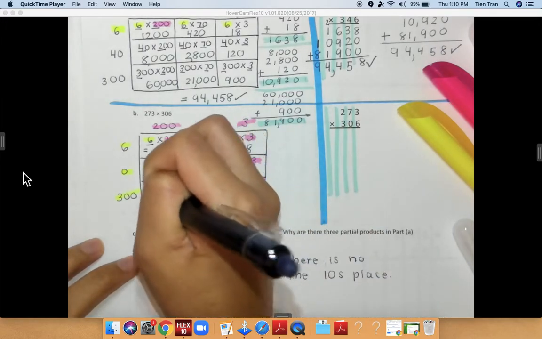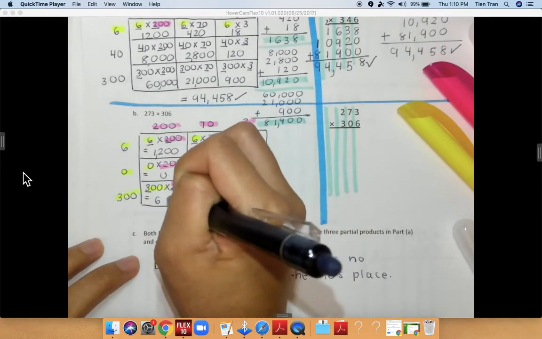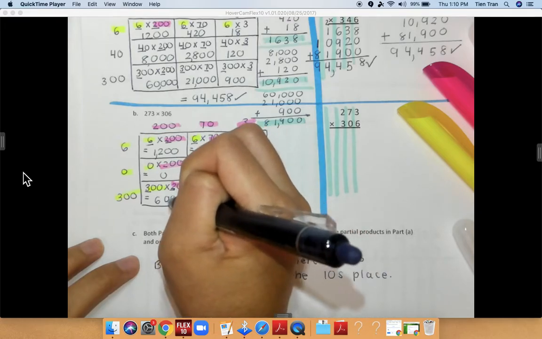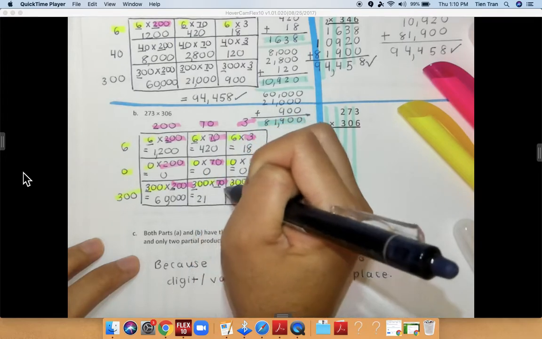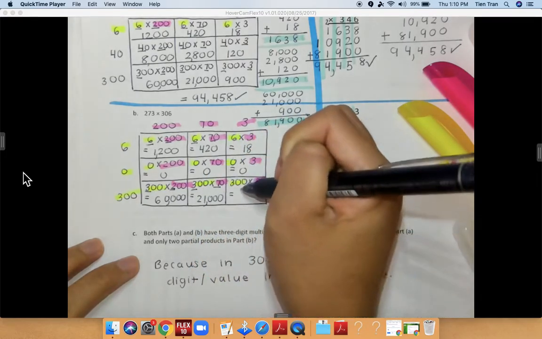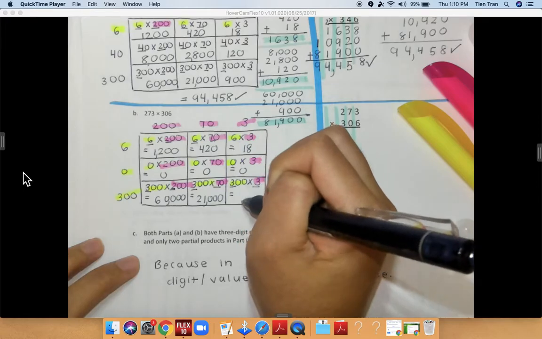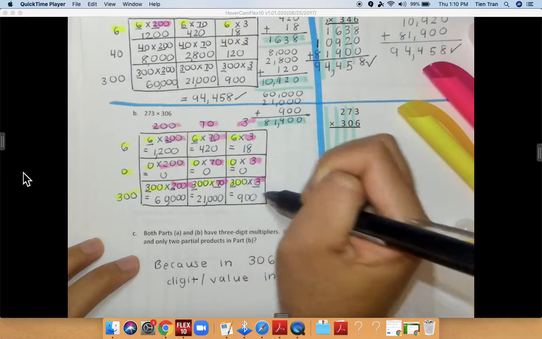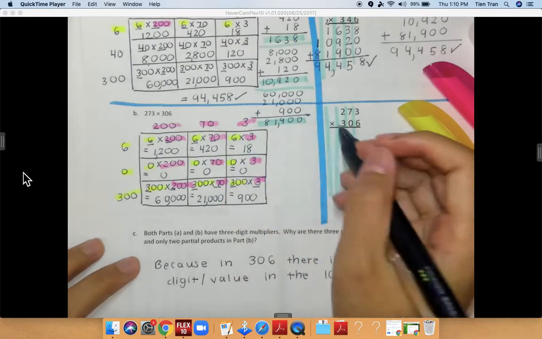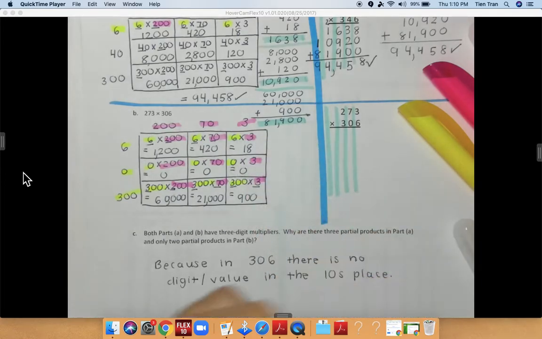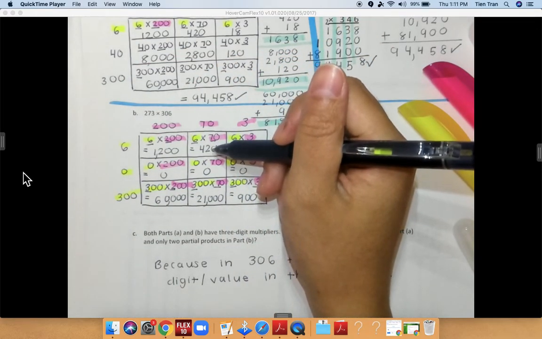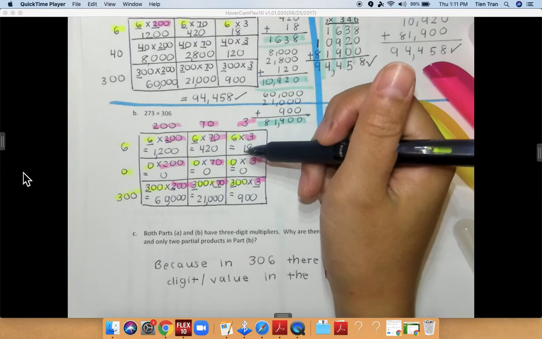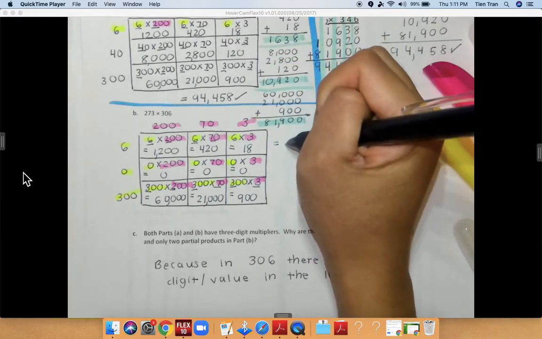300 times 200. 3 times 2 is 6. Add my zeros at the end, so I get 60,000. 3 times 7 is 21. Add my 3 zeros. Right here, I have 3 times 3, which is equal to 9, and my 2 zeros at the end. And then I'm going to add all of these numbers together. So when I add 1,200 plus 420 plus 18, I'm going to get my answer of 1,638.